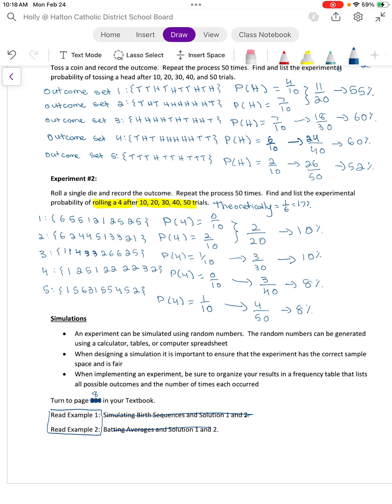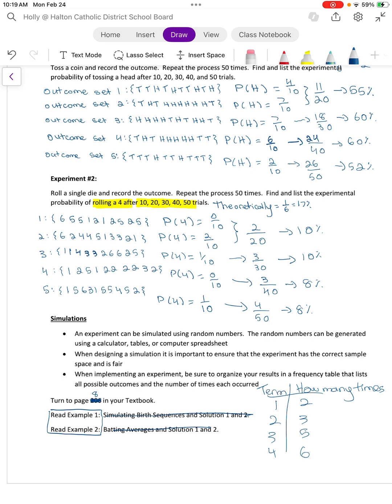When implementing an experiment, be sure to organize your results in a frequency table that lists all possible outcomes and the number of times each outcome occurred. So frequency tables, if I just listed numbers 1, 2, 3, 4, how often did you see a 1? This is what a frequency table would be like. This would be how many times. Say I saw it 2 times, 3 times, 5 times, 6 times. Okay, so this is the term or the outcome and how many times it occurs.